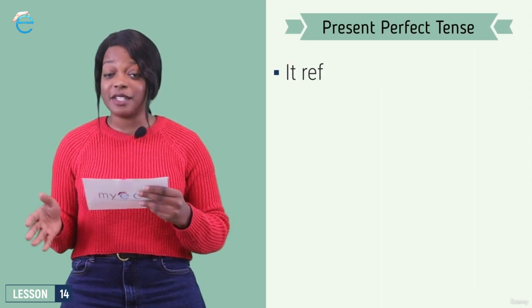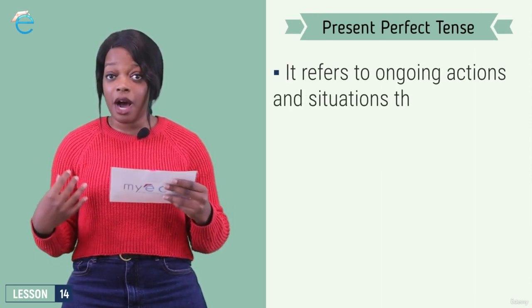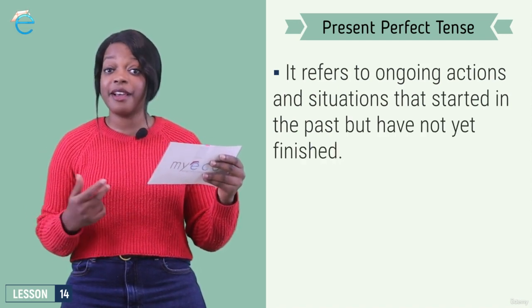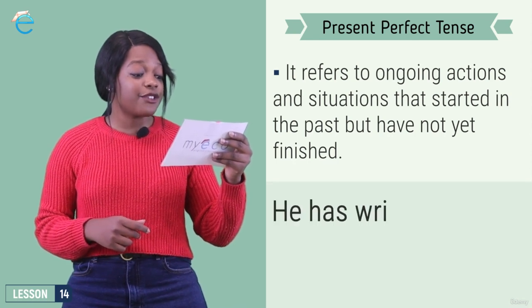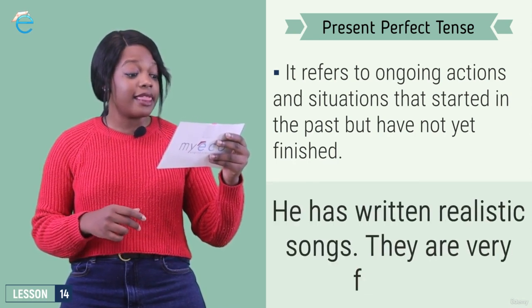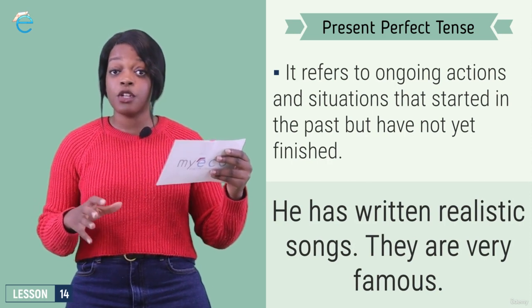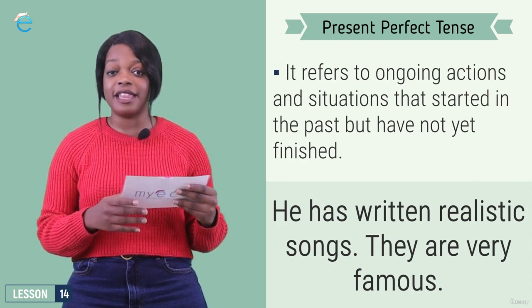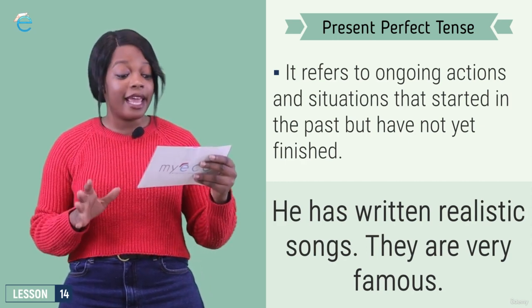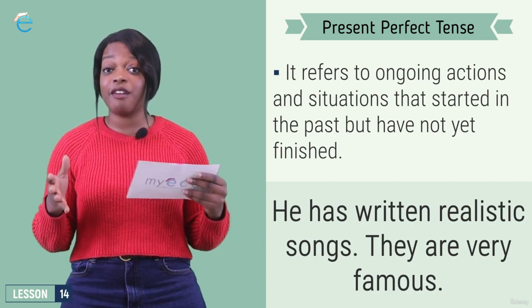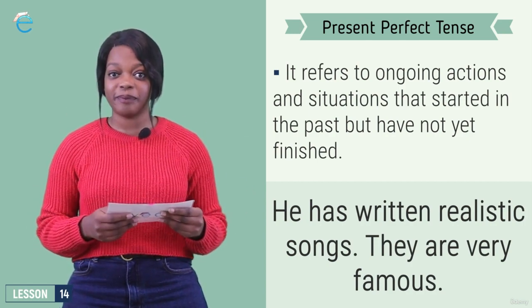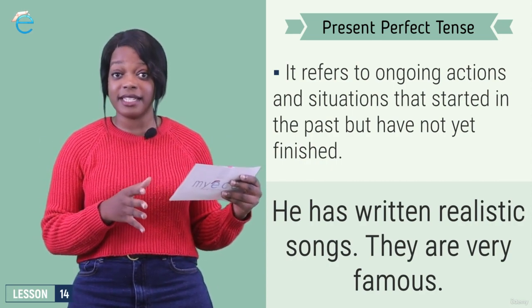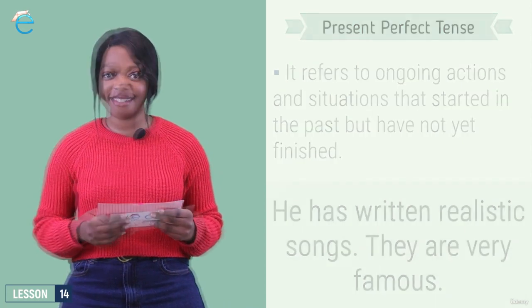However, with the present perfect tense, actions of the past can affect current situations. For example, he has written realistic songs. They are very famous. This shows the actions that began in the past and still have an effect in the present situation. They are very famous, meaning they are very famous now. These show the two main differences between simple past and present perfect tense.